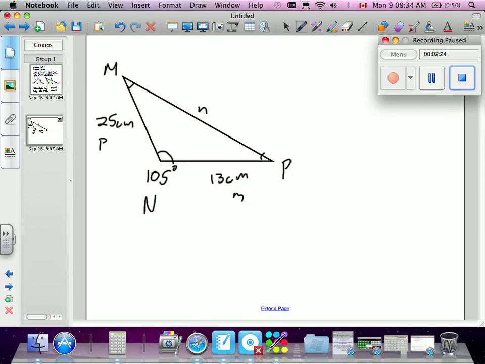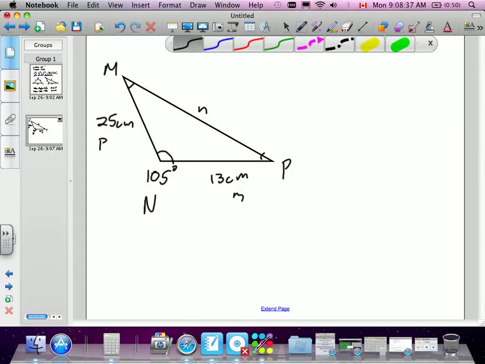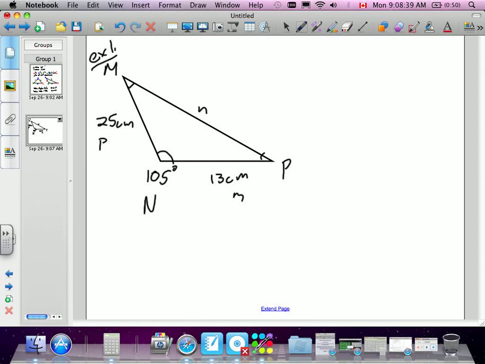Okay, so here's an example from your textbook. Your textbook has given us this obtuse triangle, and it's asking us to determine the length of side n. Okay, so we're looking for this here, the length of side n.